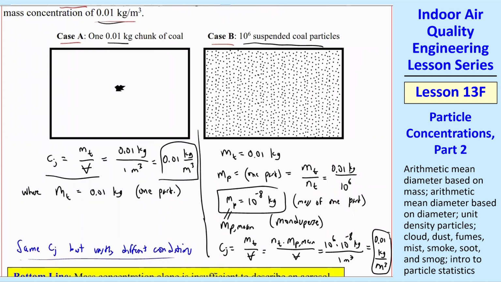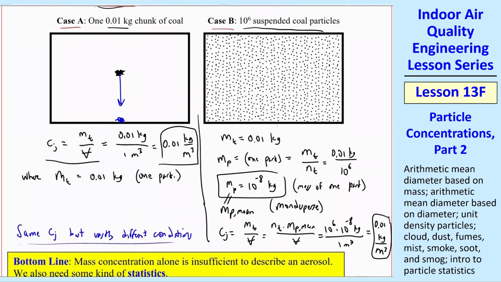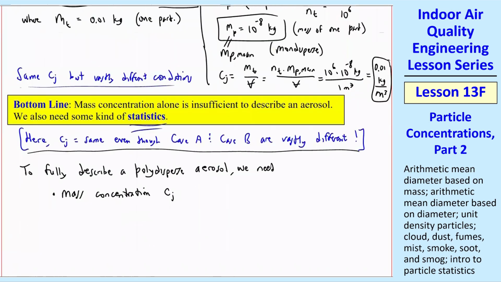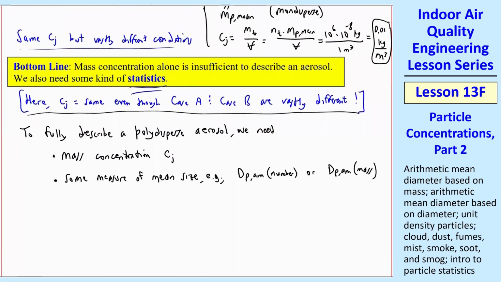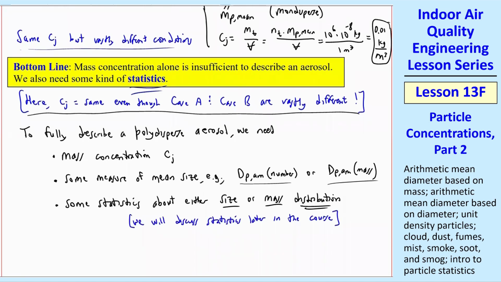By the way, in this first one, you can't even call this an aerosol because it's just going to fall to the ground very quickly. It's not going to be even suspended. It's such a big chunk of coal. But these little tiny particles can be suspended in the air for a while. What else do you need? You need some measure of mean size, for example, d_PAM number or d_PAM mass, which, as I've shown you, are not the same thing. You need some statistics about either size or mass distribution.